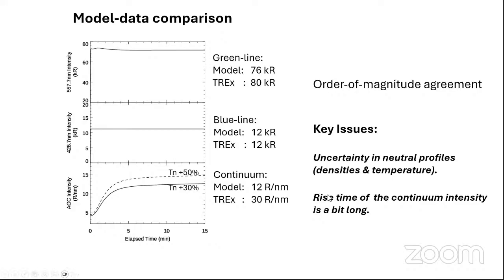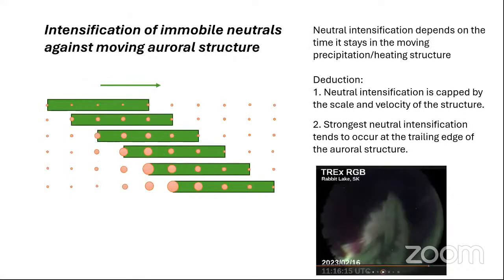The other issue is that the rise time of the continuum intensity is a bit longer. It takes about a couple of minutes for this rise. If you think this should be okay, you miss one thing. In this story, we assume a fast flow structure, and we assume the precipitation moves with the fast flows. But the neutrals can't follow. The neutrals are slow.